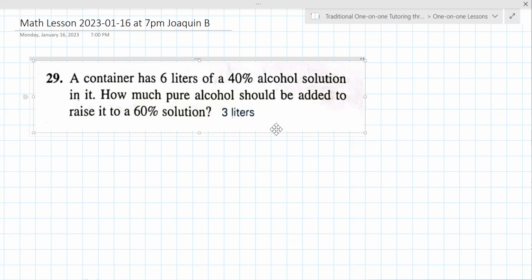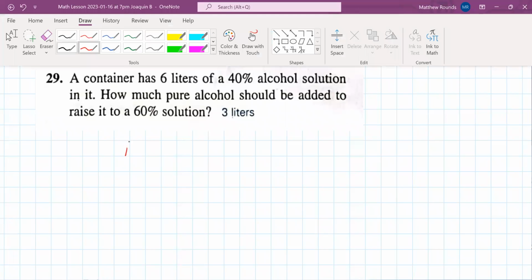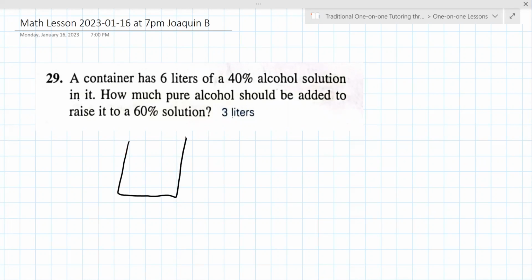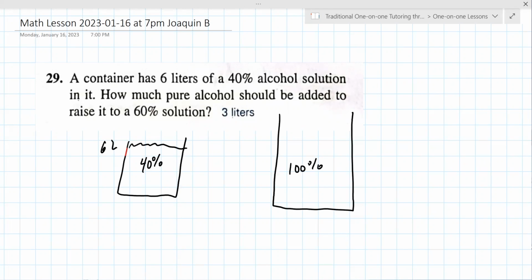So sometimes a picture helps. The picture here is, have you taken chemistry yet, by the way? Yes, I took it sophomore year. Okay. So there's a 40% solution right here. We know that its volume is 6 liters, and we have an unknown amount of 100% solution. The idea is that you're going to take some of this 100% and pour it into the 40%, and it's going to go up.